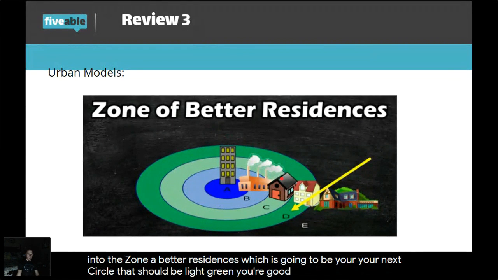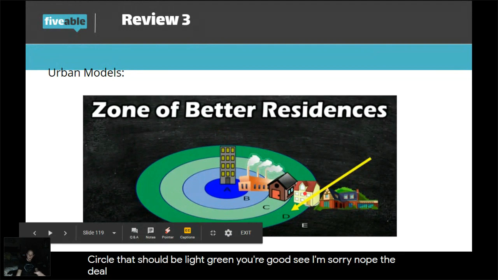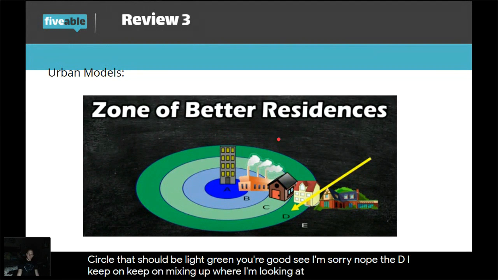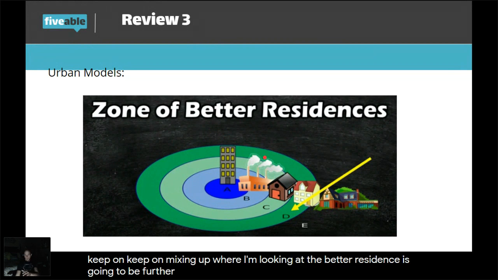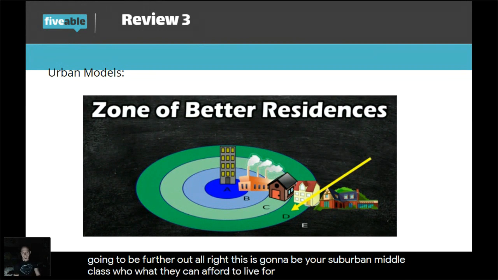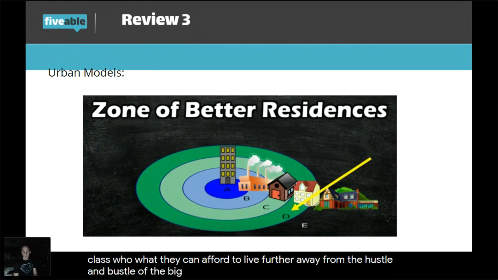I'm sorry, nope, the D. I keep on mixing up where I'm looking at. Zone of better residences is going to be further out. All right, this is going to be your suburban middle class people that can afford to live further away from the hustle and bustle of the busy city center.